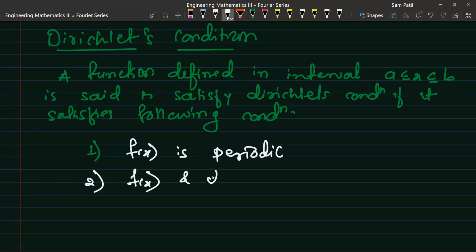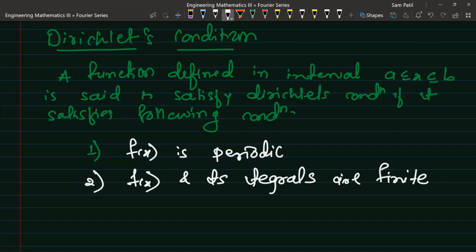f(x) and its integral are finite. Okay, so they should be finite. If f(x) is not defined, then it doesn't satisfy the Dirichlet condition.